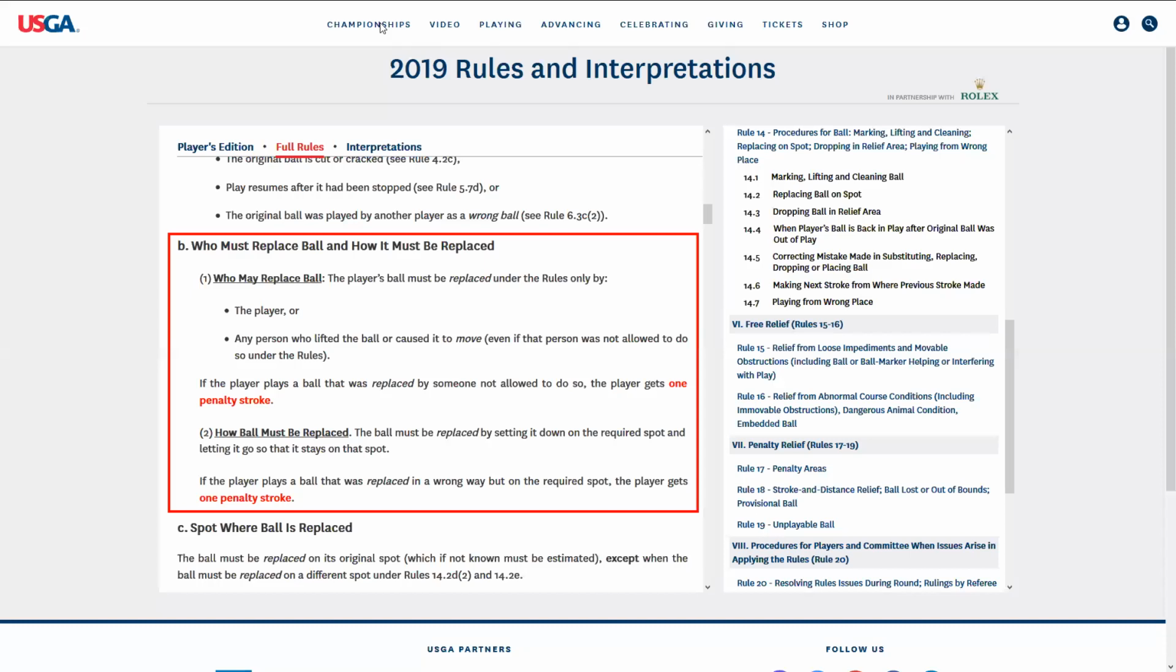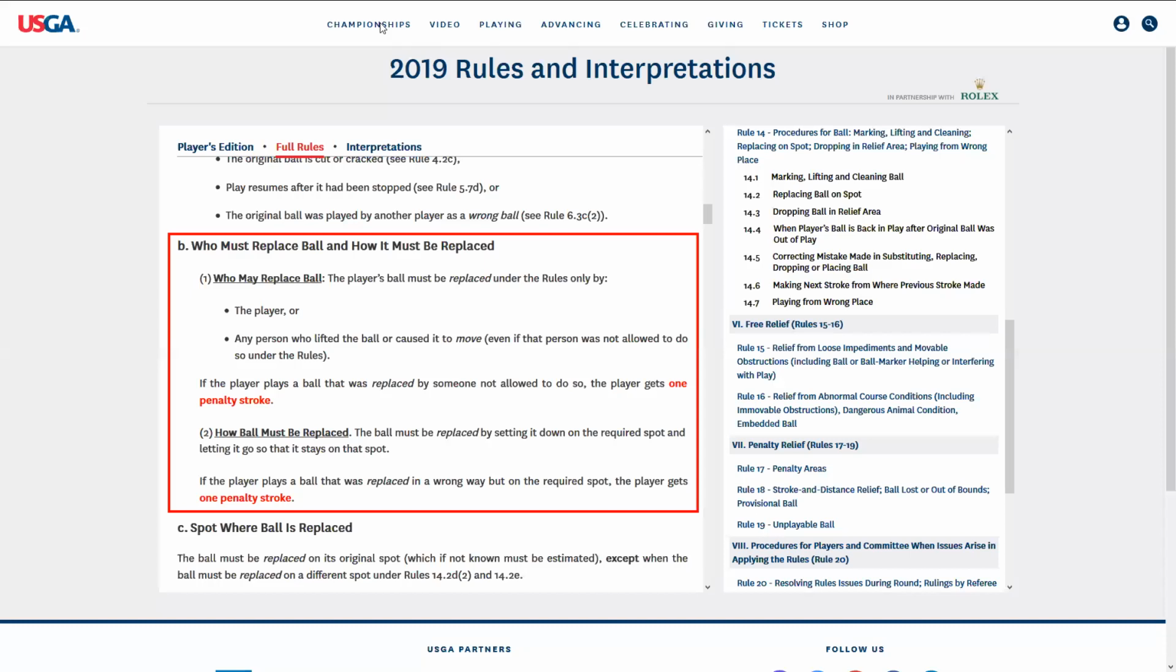If any loose impediments were removed as a result of the ball being lifted or removed before the ball was replaced, they do not need to be replaced. So you're walking down the fairway, there's some grass, some loose impediments, leaves on your ball, and it's somehow kicked. You just put it back, you don't have to put the leaves back on top. If someone asks you to lift the ball and the way you lift the ball also lifts the loose impediment, you do not need to put the loose impediment back. That's what that's saying. And we're going to talk about other issues when we get to 15.